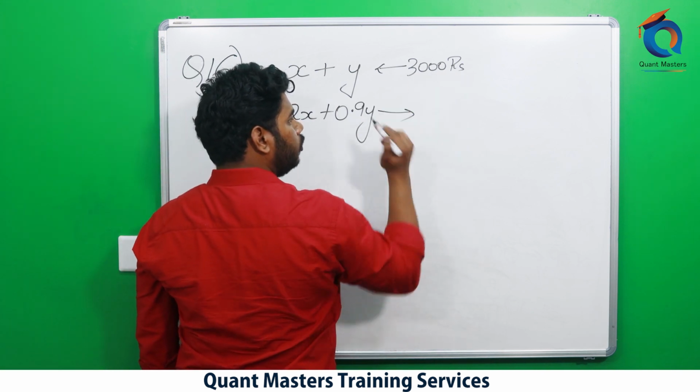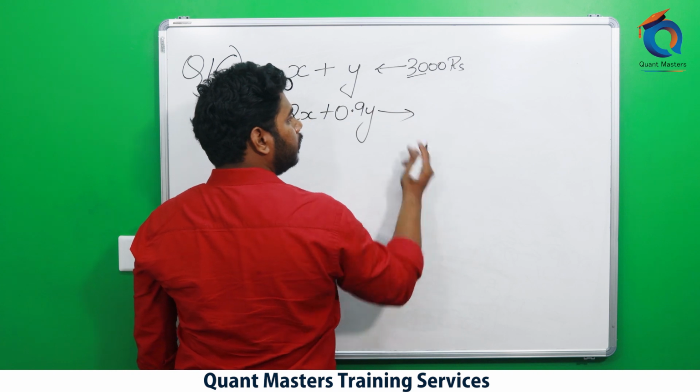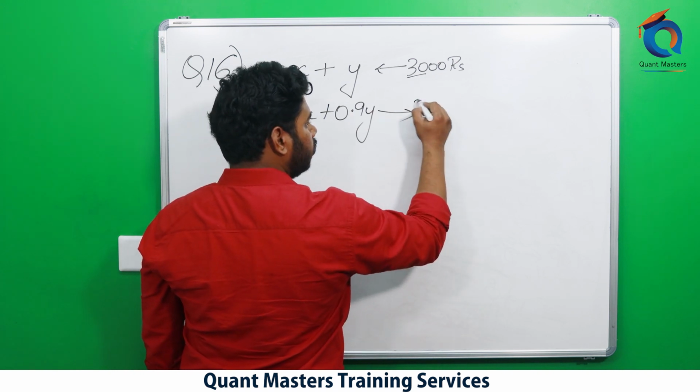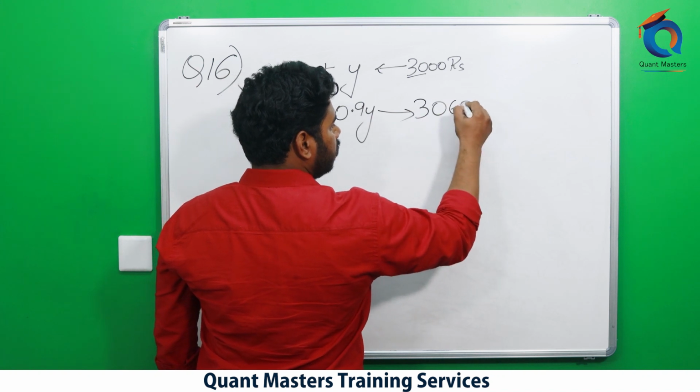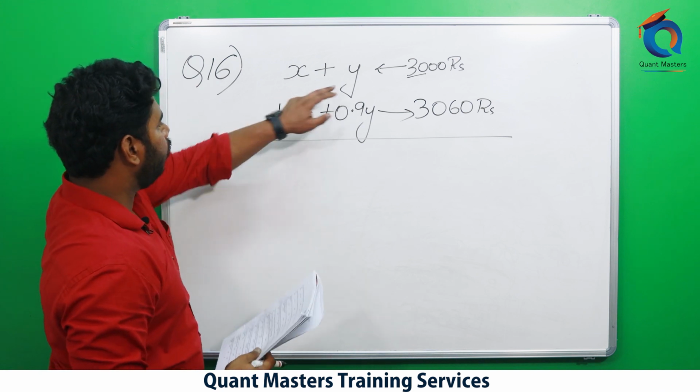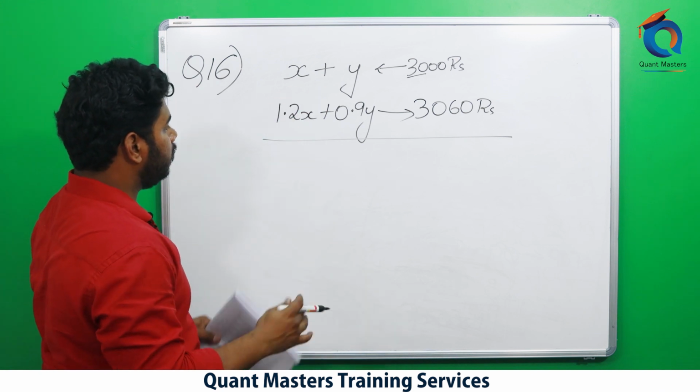People, he is buying at 3,000. In this 3,000, he is getting 2% profit. What is 1%? 30 rupees. 2%? 60 rupees. So he is getting a profit of 60 rupees means he is selling at how much? 3,060 rupees. I hope the concept is clear. Two unknowns, two equations. We apply simultaneous linear equations.